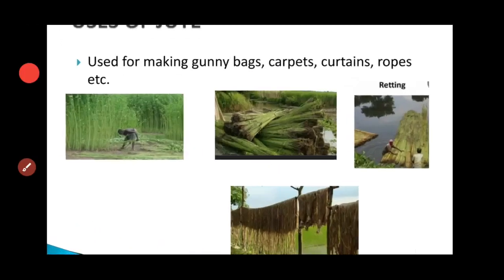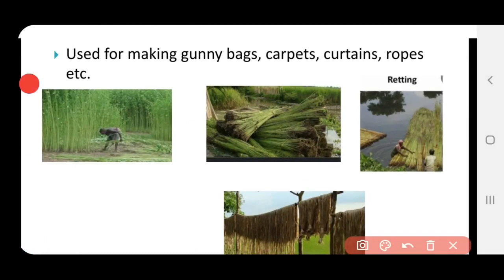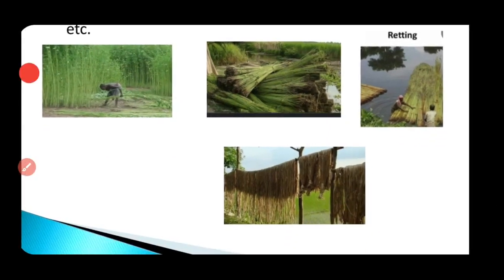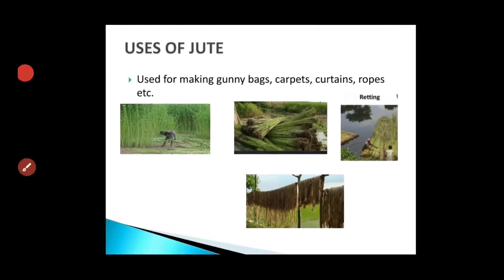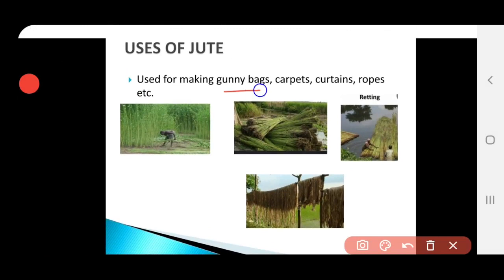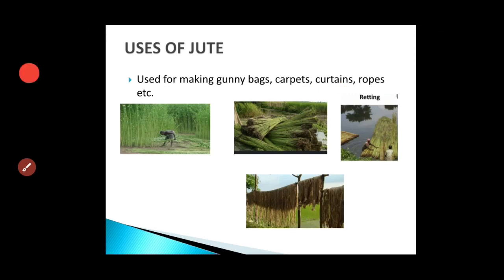So here you can see the process. First they have to cut the jute, and here it is tied up into bundles, and later, in the retting process, it is floated in the stagnant water. At last it is ready to extract the fiber. So this is the extraction of jute. What are the uses of jute? It is used for making gunny bags, carpets, curtains, ropes and so on. So these are the uses of jute, and in this session you will be very clear about the plant fibers.